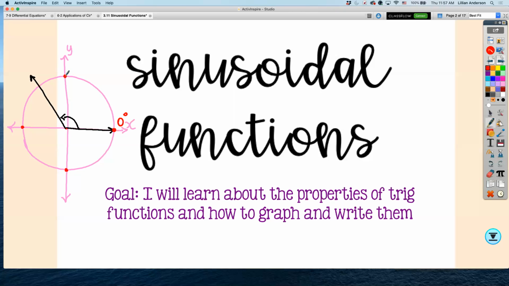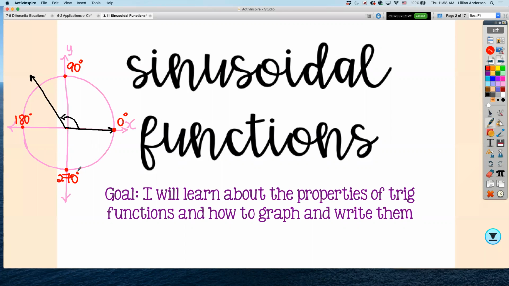Here on the positive y-axis, how much of the circle have I gone? 90 degrees. Very good. And then if I go half the circle, I'm on the negative x-axis, which is how many degrees? 180 degrees. Very good. This one, not 360, but 270, is three quarters of a circle.